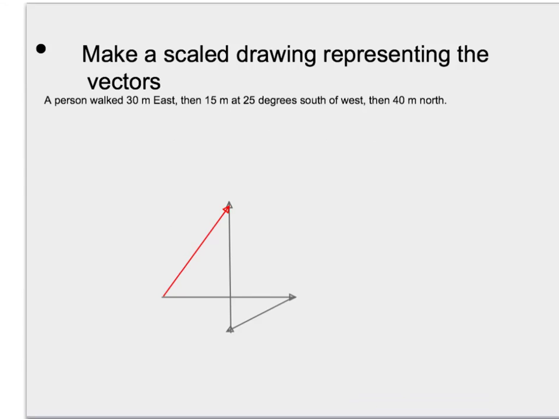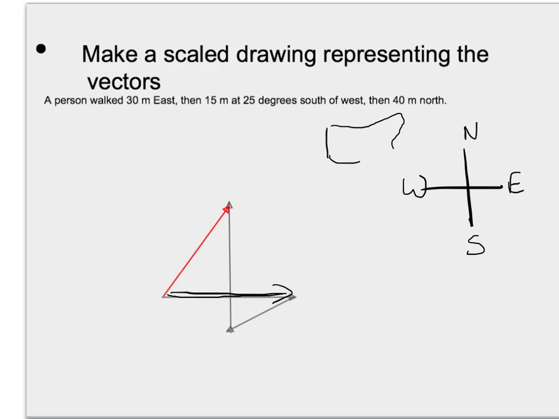So here we have a problem. We have a person who walked 30 meters east, 15 meters at 25 degrees south of west, and then 40 meters north. So here's our 30 meters east, goes north, south, east, west. One of the ways to remember where the west is, if you look at a map of the United States, California is over on the west coast. That's how I always remember it.